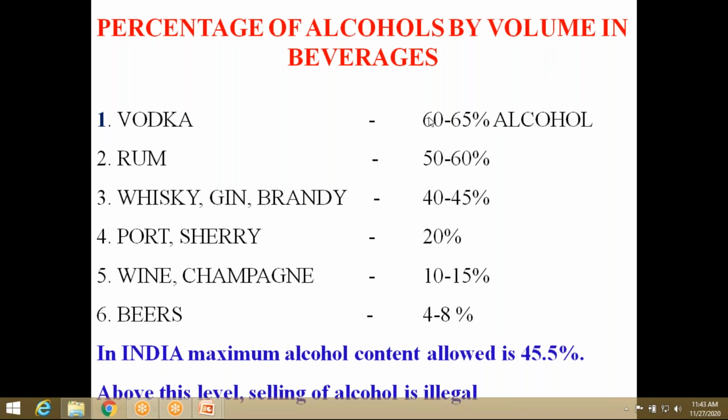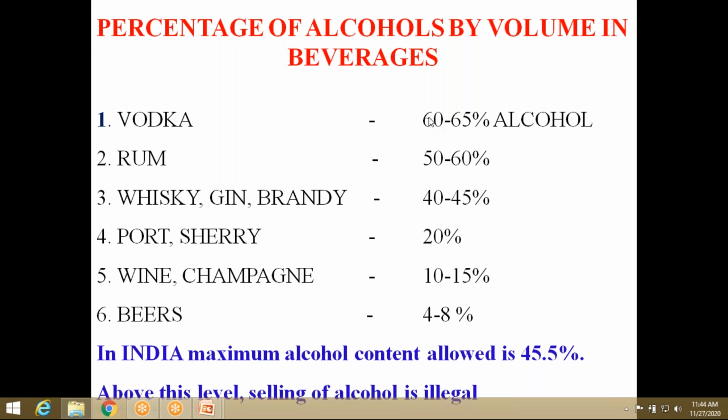You can see in vodka we have 60 to 65% alcohol. In rum we have about 50 to 60% alcohol. In whiskey, gin and brandy we have 40 to 45% alcohol. In port and sherry we have 20% alcohol, and then in wine and champagne we have 10 to 15% alcohol, and then in beers we have 4 to 8% alcohol.